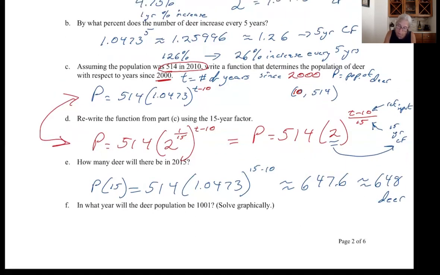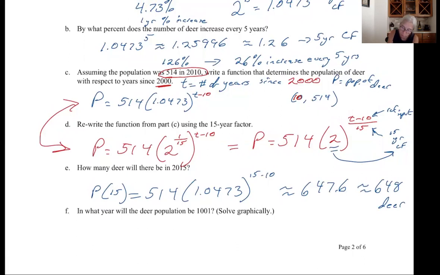And then it said, in what year will the population be 1001? So in other words, if my population is 1001, how many years went by from the year 2000? Now, we don't have a way to solve this yet algebraically. That's coming up in the next unit. So instead, we're going to solve it graphically. We're going to go into Desmos to do this. So let me pull over Desmos.